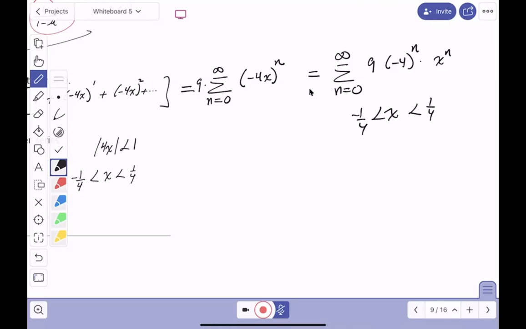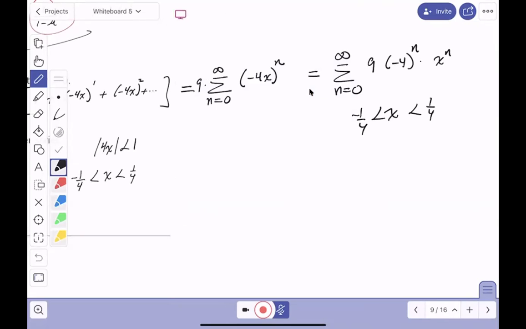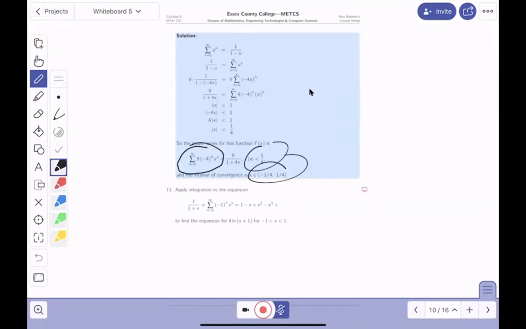All right, let's look at the answer key. Let's see how we did. And they got it written over here, and they got this written over here as well, which means I got the minus 1/4 to 1/4, which I wrote down too. Let me make sure I did that. 9 times minus 4 to the n. Bingo, got it.